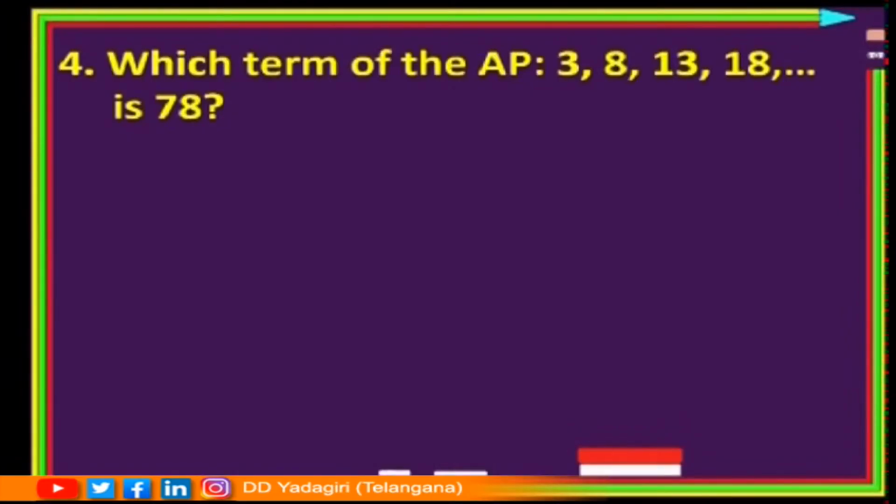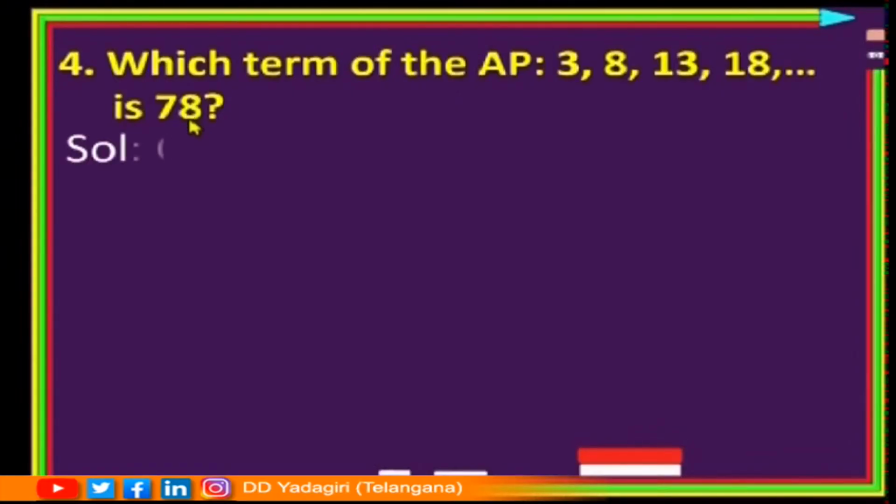Okay, let us see one more example. Which term of the AP 3, 8, 13, 18 and so on is 78? So 3, 8, 13, 18 is given as an AP. In this progression, somewhere we may or may not get the number 78, so that we have to check. Let us consider the given number 78 as an, then solve by using the nth term formula. We will get which term is 78.